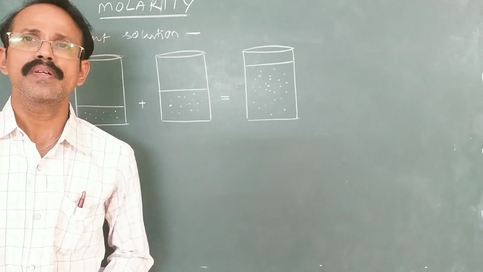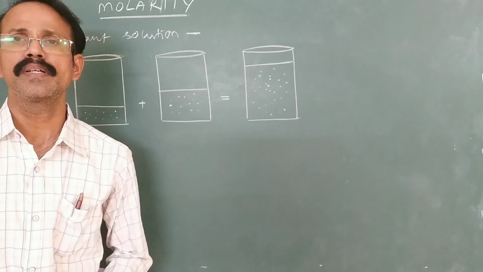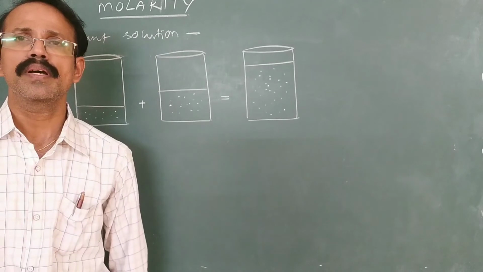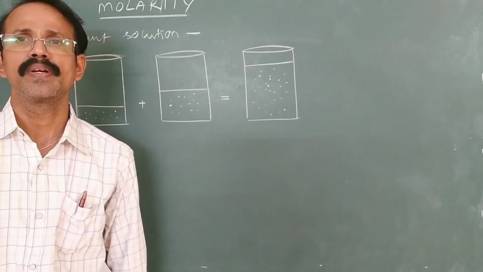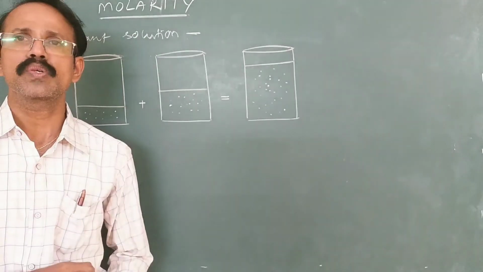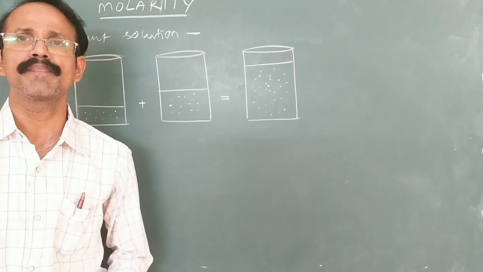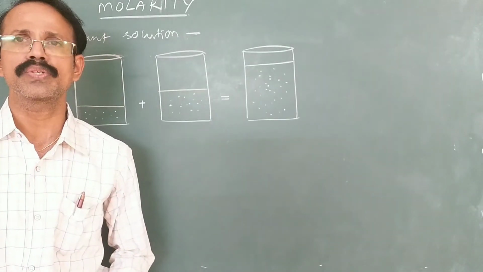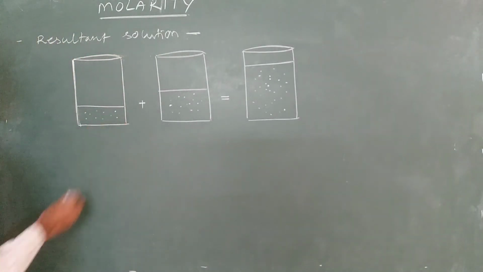Suppose two solutions of the same solute are mixed but with different concentrations, right? If two solutions of the same solute but with different concentrations and volumes are mixed, then what happens? The resulting solution will have neither the concentration of the first solution nor the second solution, but it will have a different concentration. And how do we calculate the concentration of the resultant solution? Let us see.